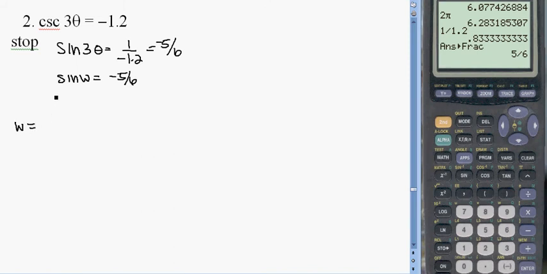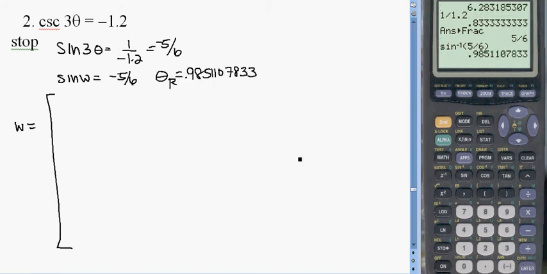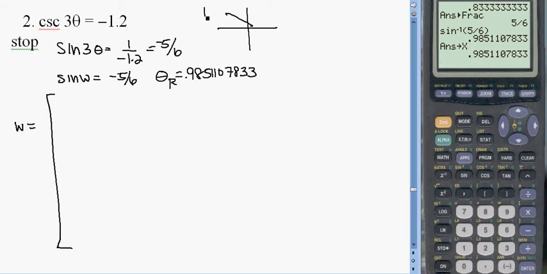So W is going to equal all of these angles here. First I'm going to find my reference angle, which is the inverse sine of 5 over 6. I'm going to store that as x. The second quadrant angle is pi minus our reference angle, the third quadrant angle is pi plus our angle, and the fourth quadrant angle is 2 pi minus our angle. Since we want sine to be negative, we want to be in the third and fourth quadrant. So I need to do pi plus our reference angle and 2 pi minus our reference angle.